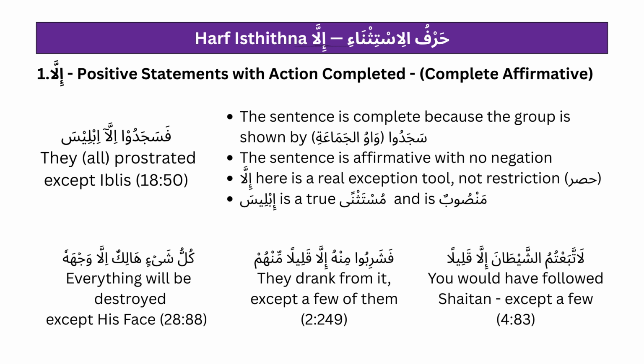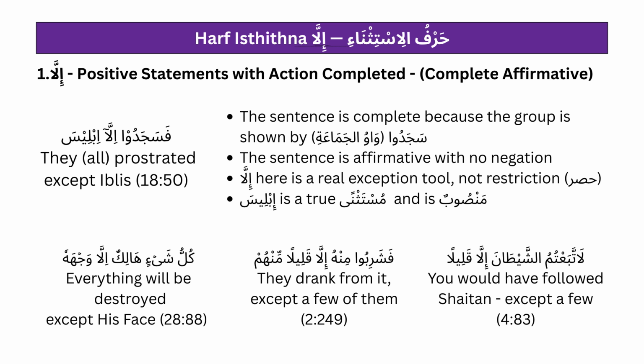4:83. Here also, the group is implied, the people being addressed. Most would have followed shaitan, but a small number are excluded, expressed by إِلَّا قَلِيلًا. So, in all four examples, the pattern is the same. The sentence is affirmative. The group is present in the meaning. Illā removes one member from that group. Therefore, in this structure, Illā is a true particle of exception, and the mustathna is normally mansub.